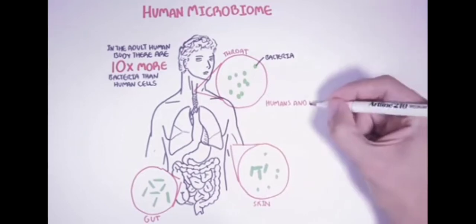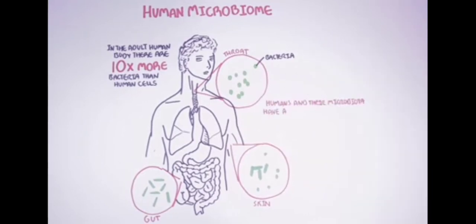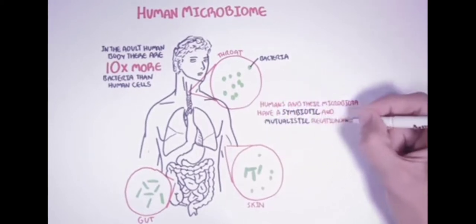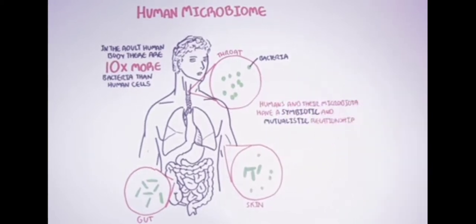Humans and their microbiota, which is bacteria, have a symbiotic and mutualistic relationship, which means that us humans and the bacteria work with each other, benefit off each other, and depend on each other for survival.